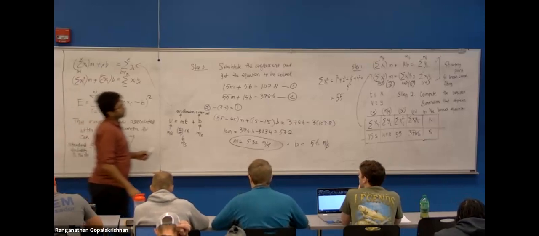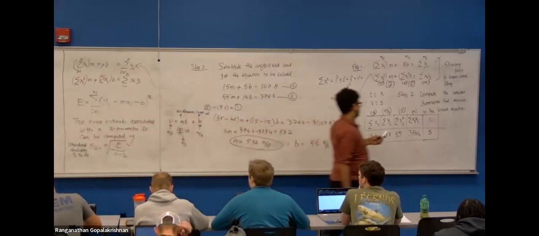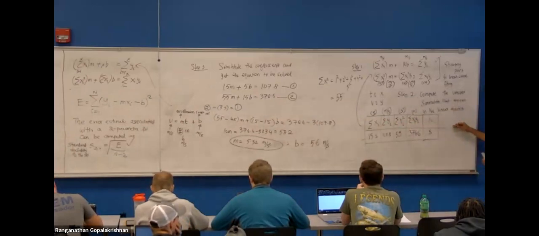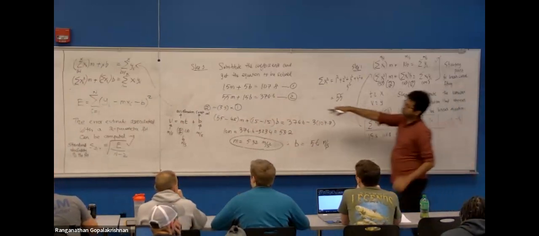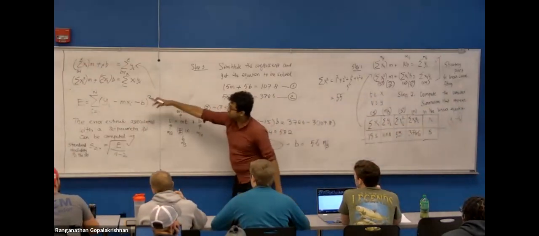When you do your table, you should probably keep one more column in the end where you compute yi minus yi bar, which is really this quantity here. This, and then square it.